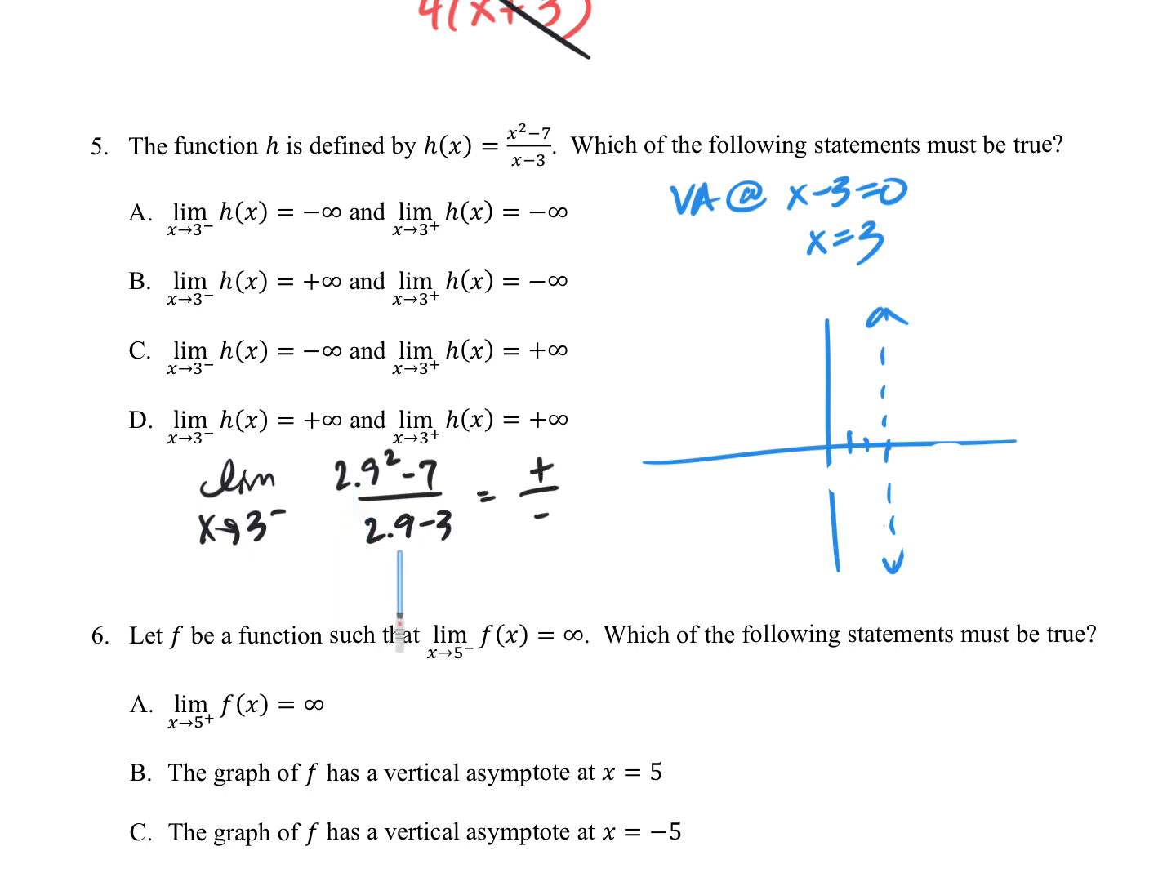Now, we know at 3 we've got a vertical asymptote. We know we're either going to negative infinity or infinity. This tells us which one we're going to. Is a positive over a negative negative or positive? Negative. It's negative. And that's what's telling me from the left-hand side, we are going to negative infinity. So I can get rid of B and D.